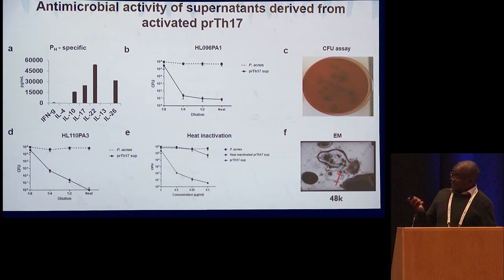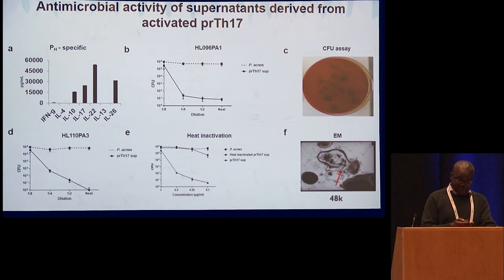So in order to test for this, this is one of the clones that are associated with healthy skin. We activate the clones, we get the supernatants, and then we culture this in the presence of the bacteria, and what you saw was very dramatic. These clones were able to kill P. acne. Okay, so this is the control, they're able to kill P. acne. You see almost a clean plate here in CFU assays. So it kills both, these are two different strains. And so the active molecule in these supernatants is heat sensitive. So if you heat inactivate, you're able to eliminate this killing capability. And if you do electron microscopy, you see that these clones are able to kill bacteria through pore formation.